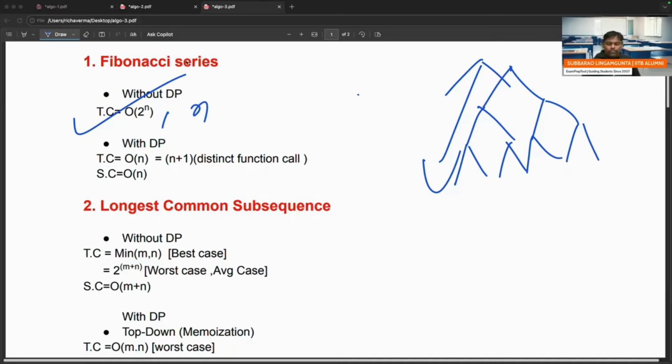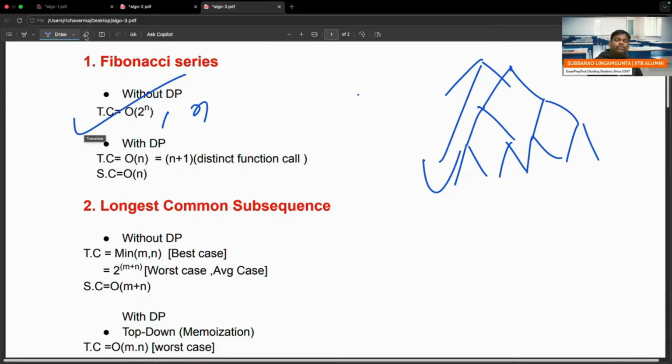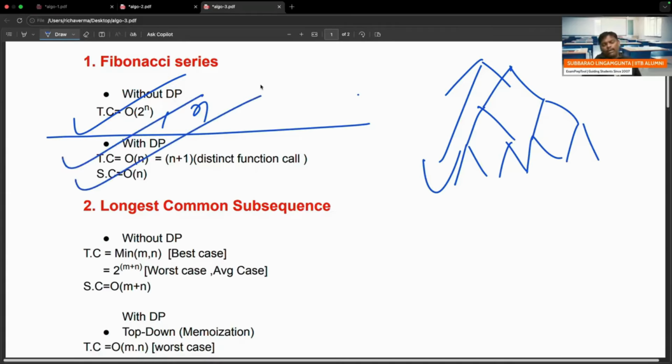Okay, fine. So Fibonacci series, I think n levels. So stack space is n. So space complexity n, time complexity 2 power n. Okay, with DP, only distinct function calls you will do. Time complexity n, space complexity one more n, totally n.